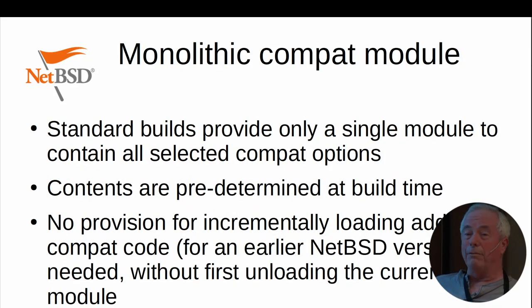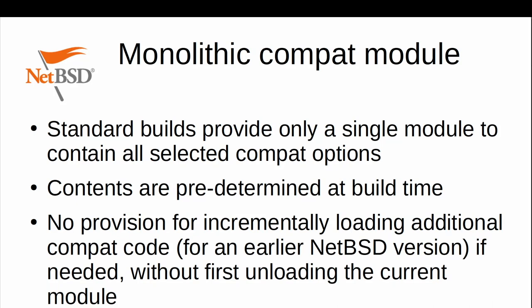Standard builds only provided one version of the compat module, the monolithic module. And there were no provisions in the original model for, well, let's see, I built my kernel with compat 5.0, so anything that was built for NetBSD 5.0 and above would work. Oh crap, now I got a 4.0 image that I want to run. You couldn't add the 4.0 compatibility code to your kernel without removing all the existing compatibility code, building a new module with 4.0 code built in, and then loading the new module. Just didn't happen. You couldn't incrementally increase the number of versions back you went.